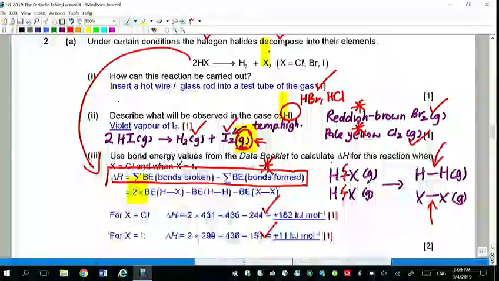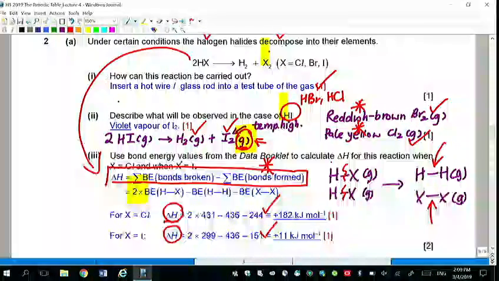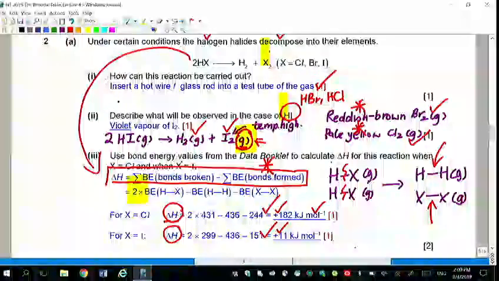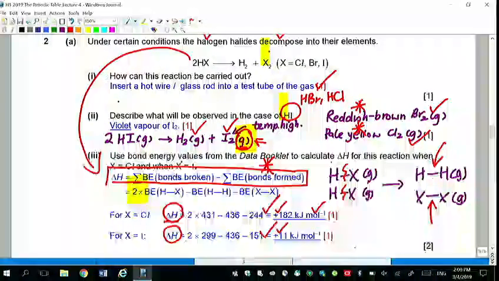Gentle reminder again that whenever you are writing the enthalpy change of reaction, you are expected to give the sign. If it is positive, you still need to put a plus in front. If it is negative, you put a negative. And units need to be given, kilojoules per mole. Two things, sign plus unit, you must include for enthalpy change of reaction. Okay, check your answer.